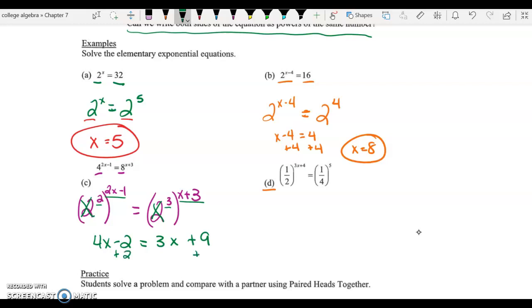So then I would add my 2 over. I get 4x equals 3x plus 11. Subtract 3x. I get x equals 11. Again, just be careful of that.